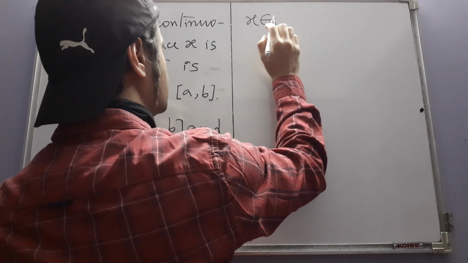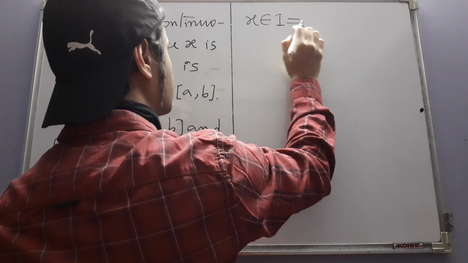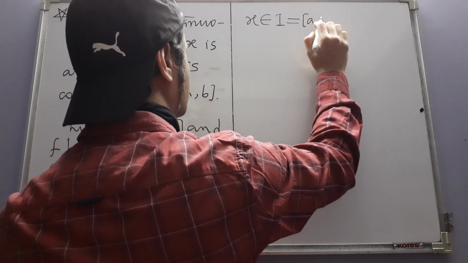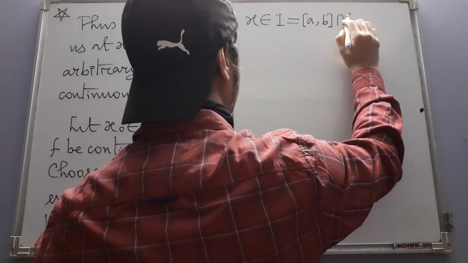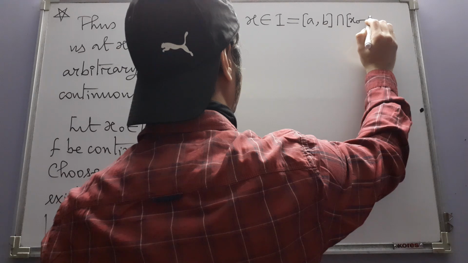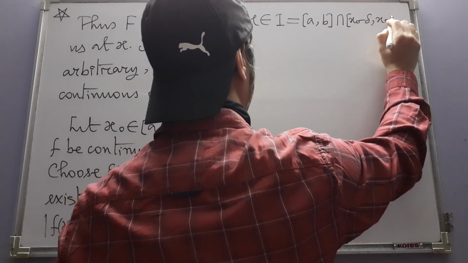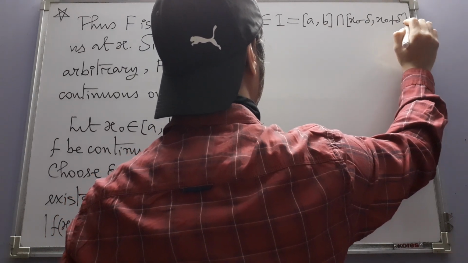And we give this intersection a name also. We call it I. So this is (a, b) and the delta neighborhood of x naught is (x naught minus delta, x naught plus delta).